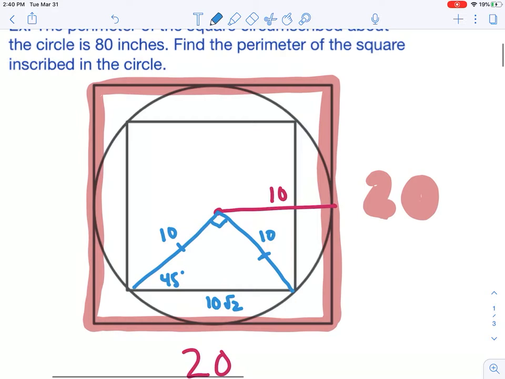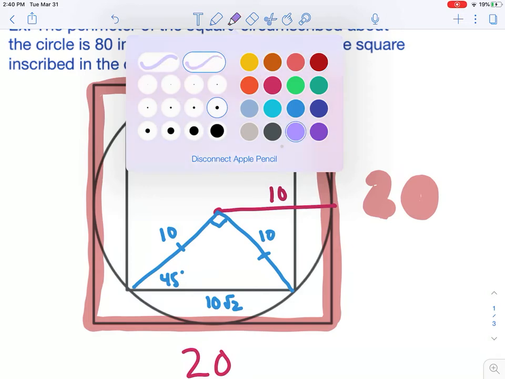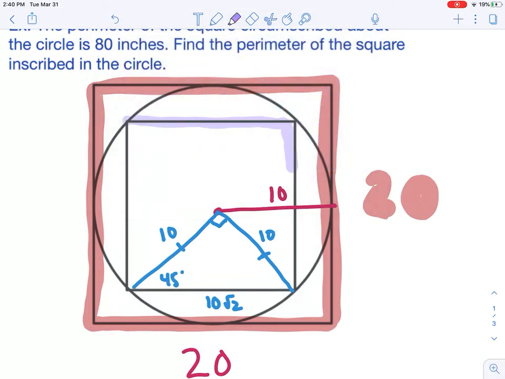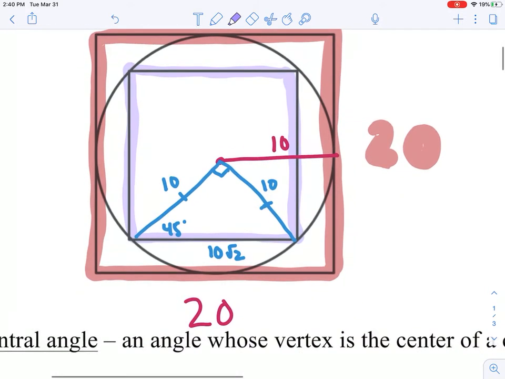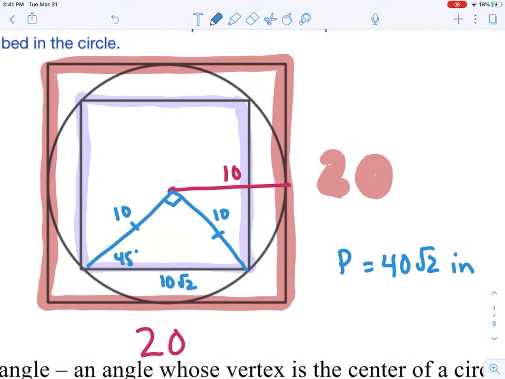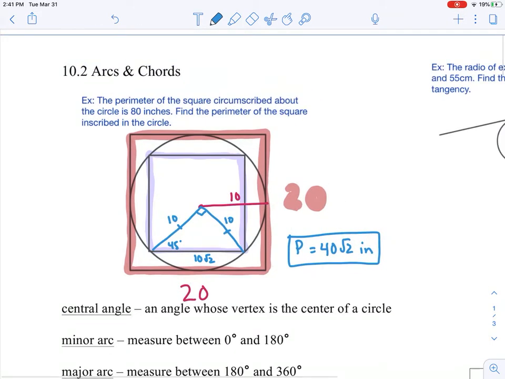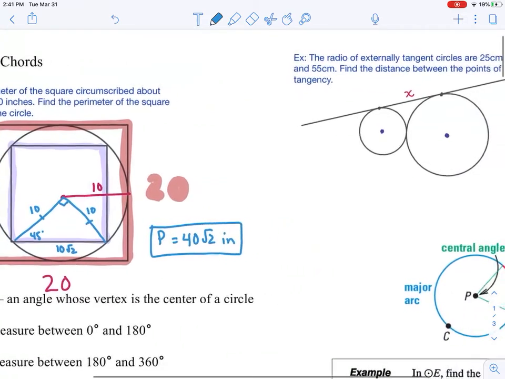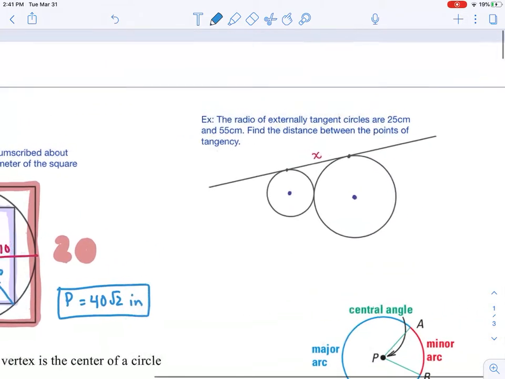The question is, find the perimeter of the square that's inscribed in the circle. This is the square inscribed in the circle, and its perimeter is 40 square root 2 inches. Okay. Circles are all about where you draw the radius. Draw it in places that make triangles.